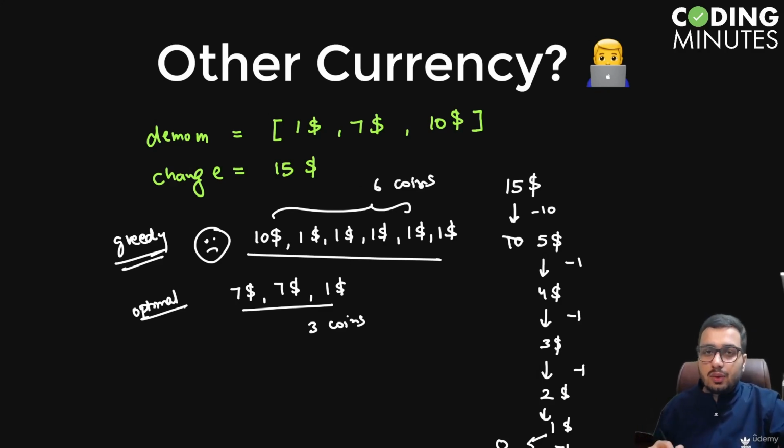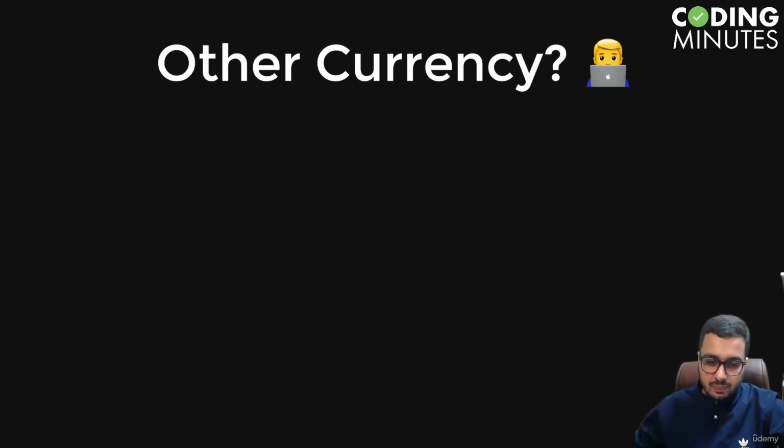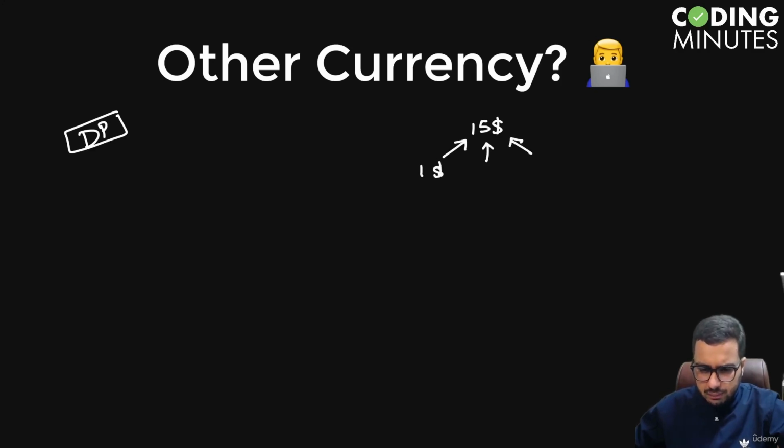Now the question is, how do we find the exact answer? As I discussed, in problems where greedy fails, you have to use something else. Another very popular optimization technique is dynamic programming. Now, standing at $15, you have 3 choices. You can make $15 either by using a coin of $1, or a coin of $7, or a coin of $10. So you have denominations 1, 7 and 10.